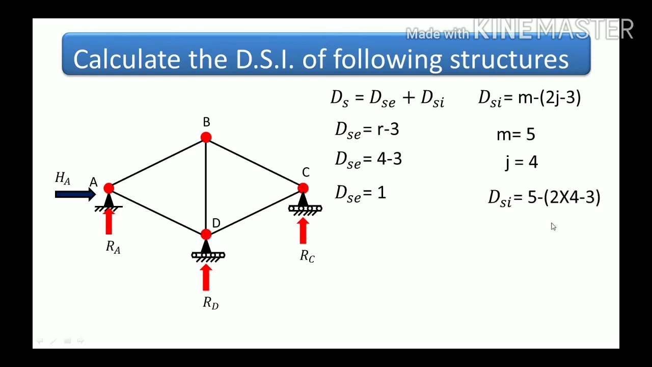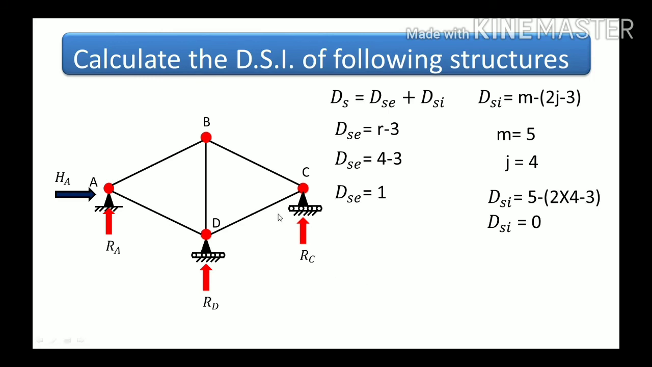Then put these values into our formula, DSI is equal to M is equal to 5 minus in bracket 2 into 4, the number of joints. So 4 into 2, 8 minus 3. So that becomes 5. So 5 minus 5, that becomes 0. So here DSI is equal to 0.